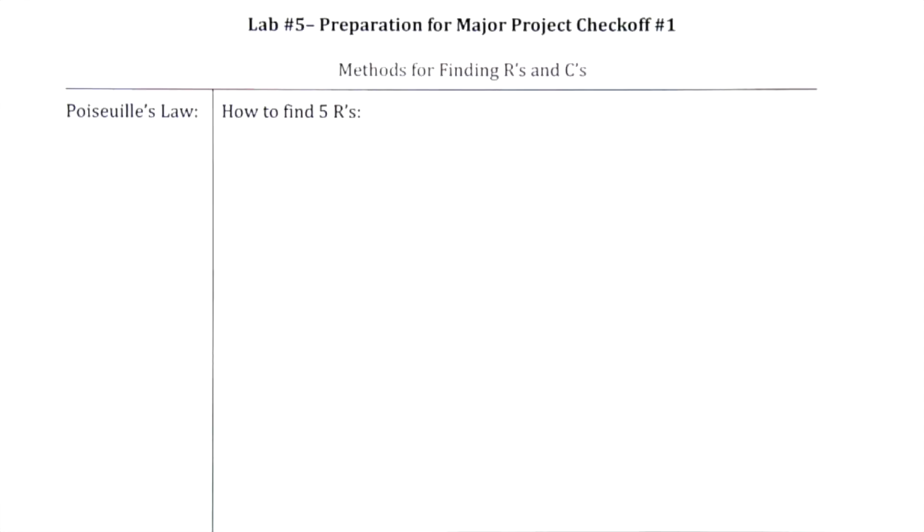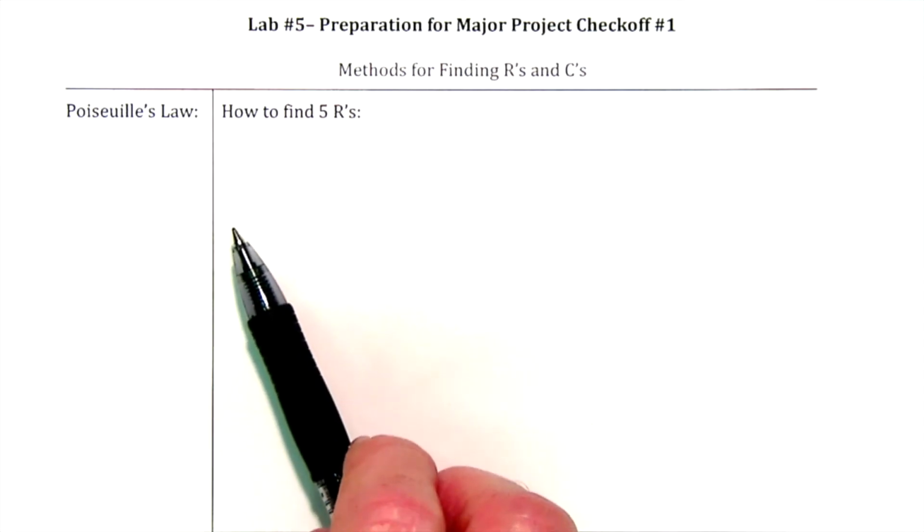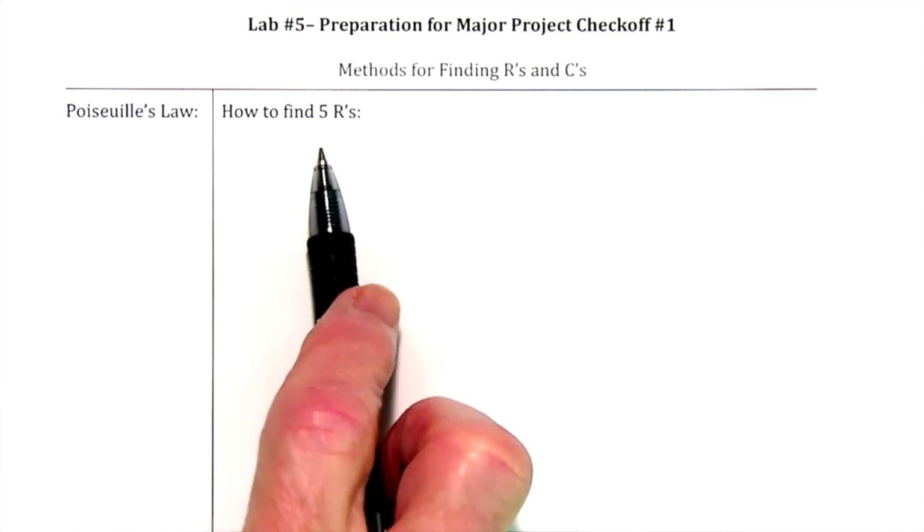Now let's turn to worksheet number 1. This is the worksheet where we're going to develop some equations that will help us to find all of the R's and the C's in the major project. Starting first with the R's.